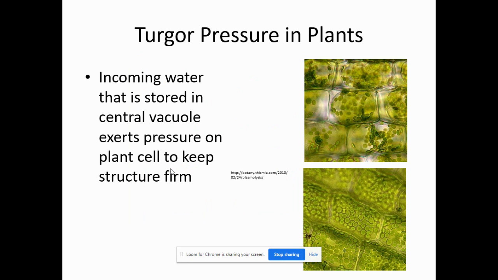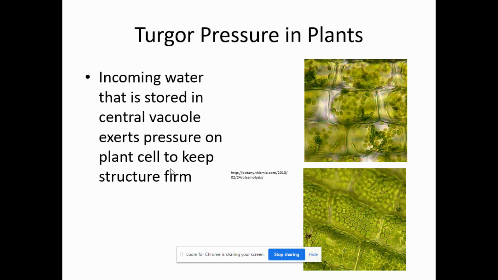Why? Because the incoming water is going to go into that central vacuole that we talked about in the cell lecture, and that central vacuole is going to push up against the cell wall and maintain what we call turgor pressure. When you look at very healthy looking plants, their stalk is straight and the leaves are out wide. That means the plant is maintaining its turgor pressure.